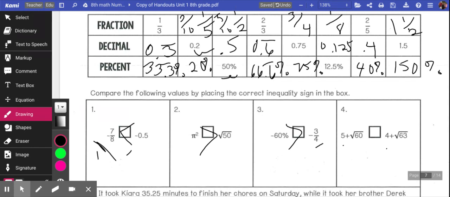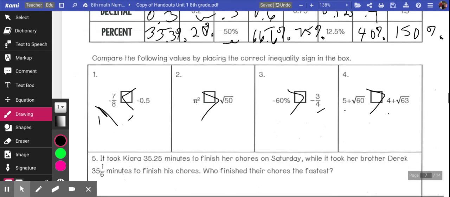So you could do the square root of 60 on your calculator, or you could estimate. And the square root of 60 is 7.7. And then the square root of 63 is 7.9. So again, because that starts with 5, that one is going to be bigger.